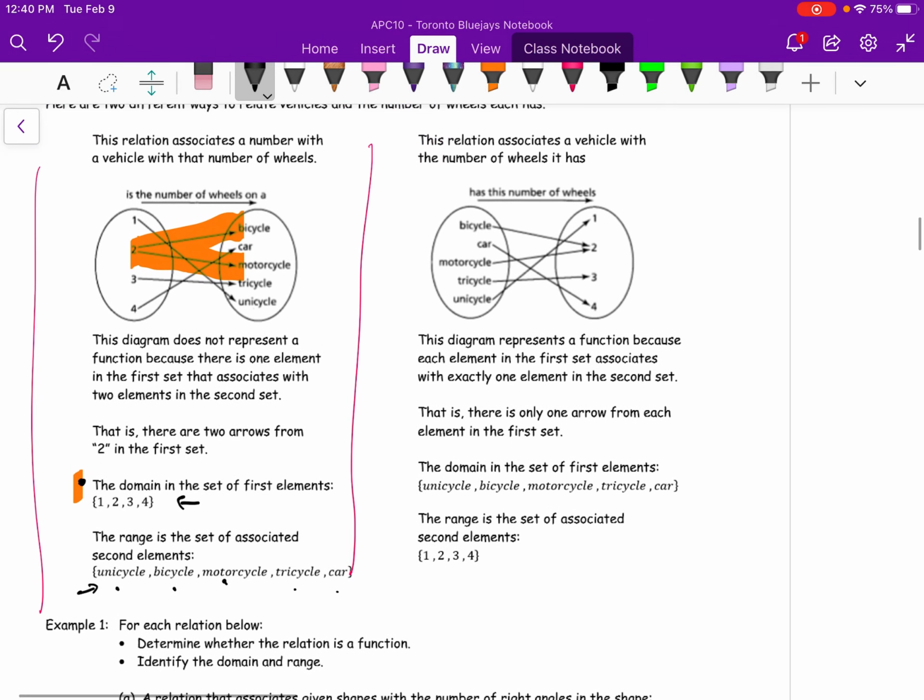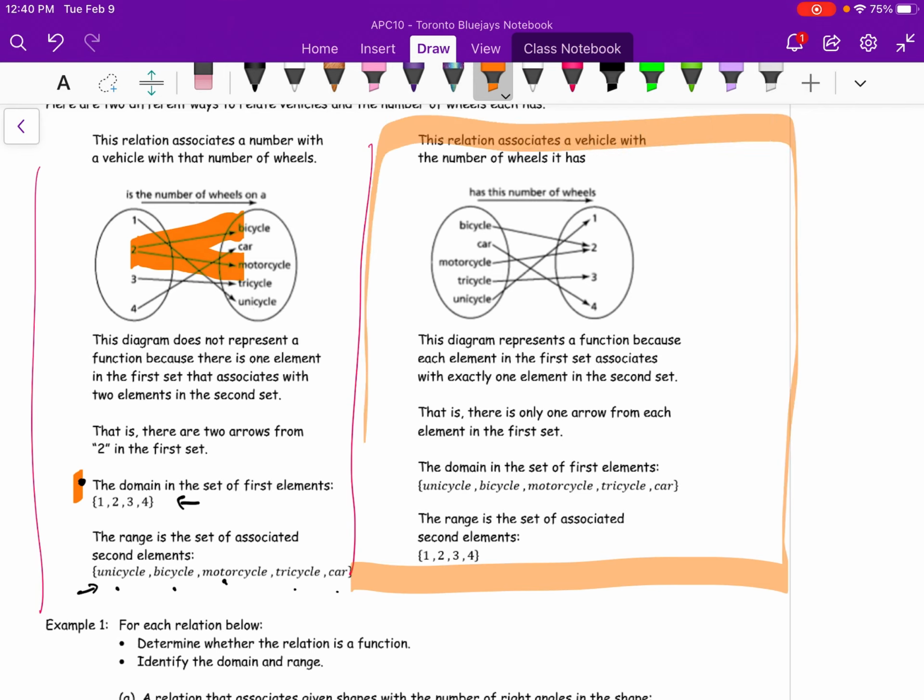All right, let's take a look at our second relation. This relation associates a vehicle with the number of wheels it has. So what we notice is a bicycle has 2 wheels. A bicycle would map into the number 2. A car would map into 4. A motorcycle would map into 2. A tricycle maps into 3. And a unicycle maps into 1.